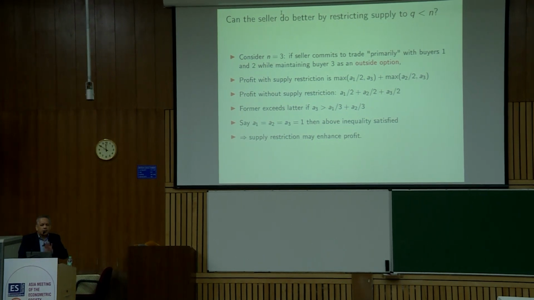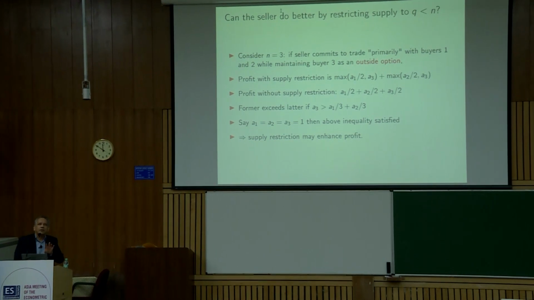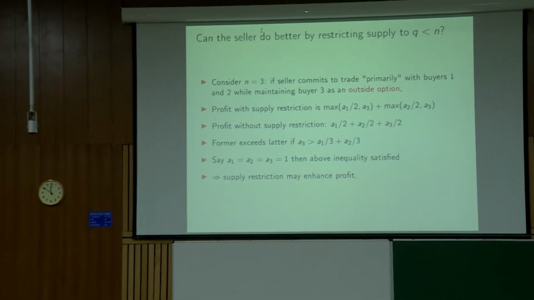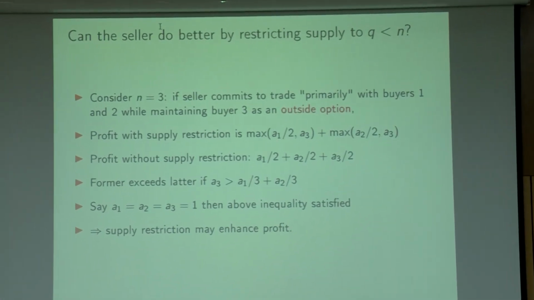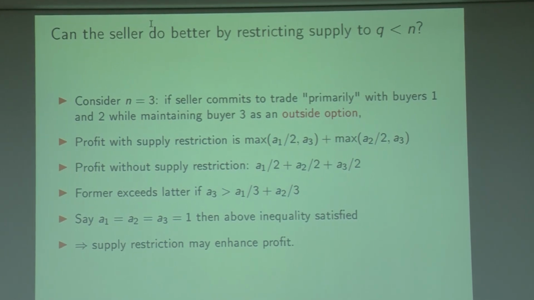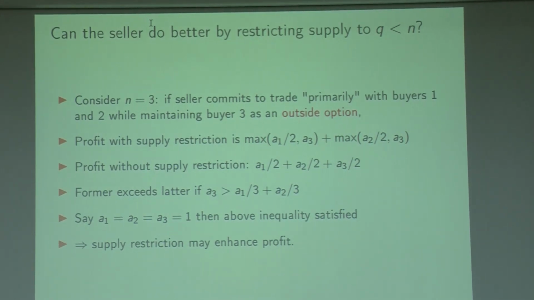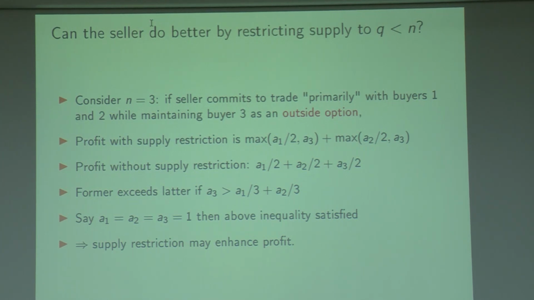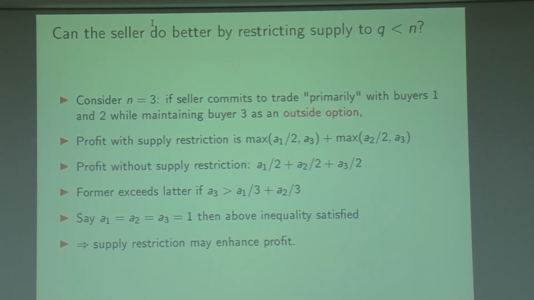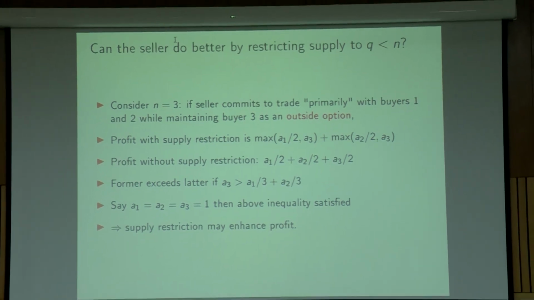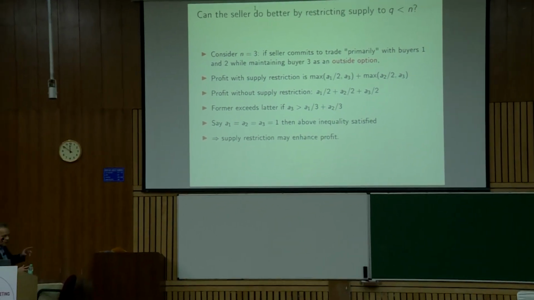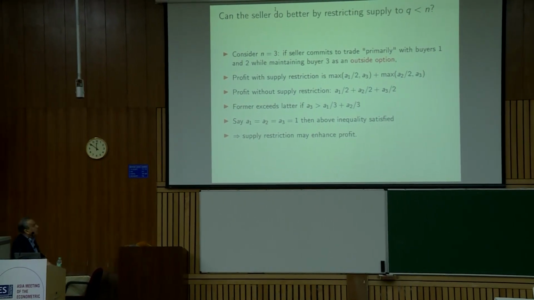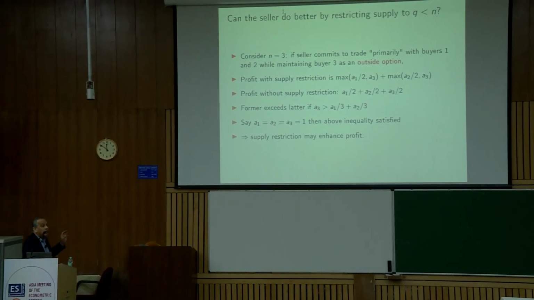So here I just want to explore the possibility of the benefits of restricting supply. Suppose a seller actually has the ability to supply all the demand in the market, to bargain with all potential buyers in the market. Might they benefit from placing restrictions on who they interact with? Let's say that there are 3 buyers. Then suppose the seller were to commit, in some way, which we will be more specific about soon, to trade primarily with buyers 1 and 2.